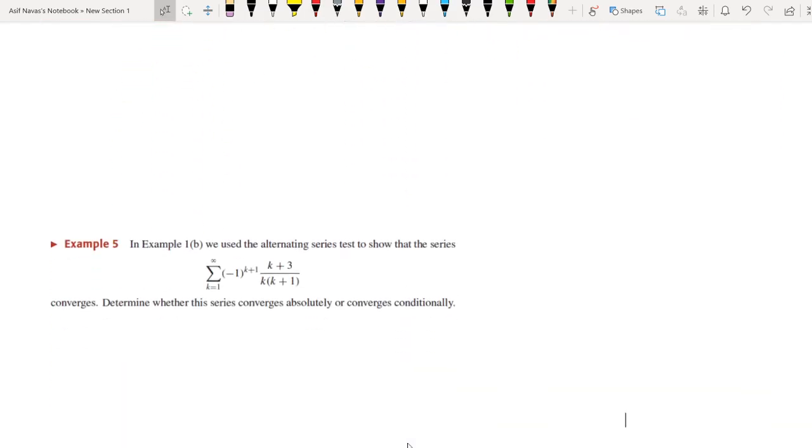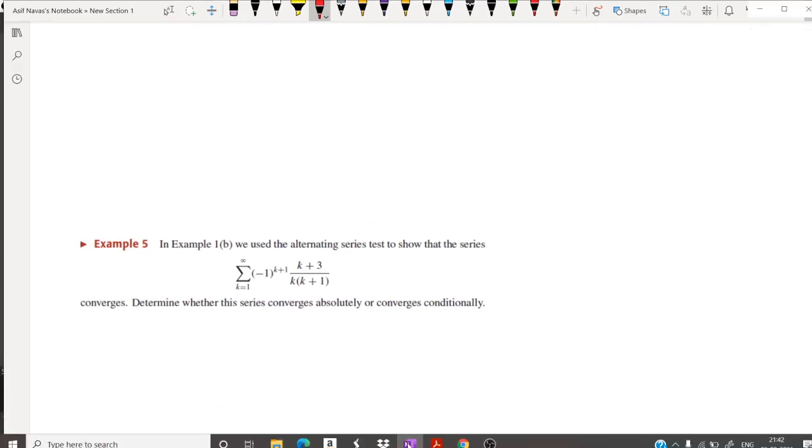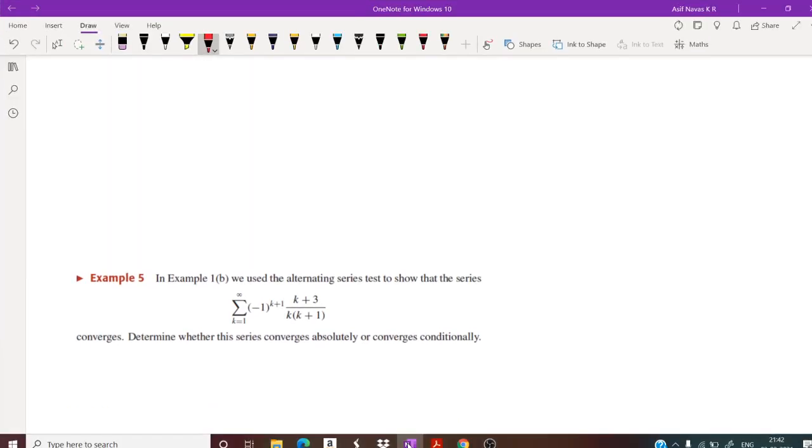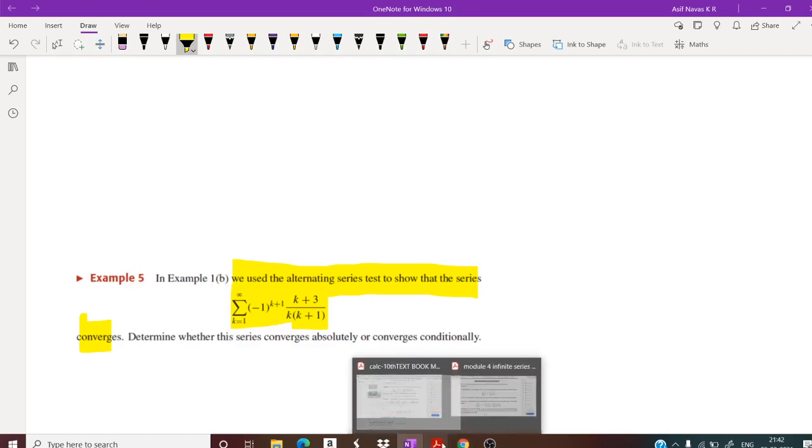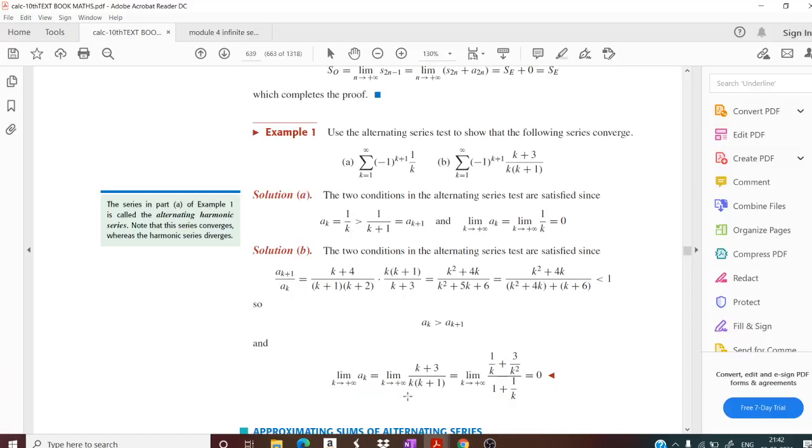Now we will take another example. Consider this series sigma k equal to 1 to infinity (minus 1) power k plus 1 into k plus 3 divided by k into k plus 1. We used the alternating series test to show this series converges. The convergence of this series we already did in the previous video, so I will show you that.